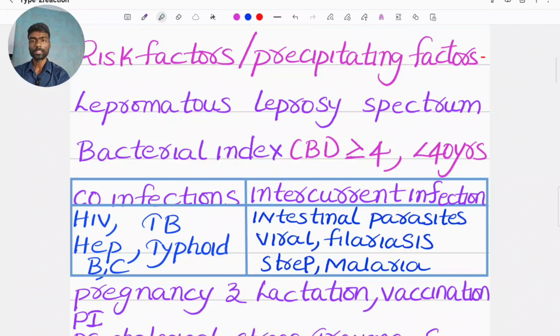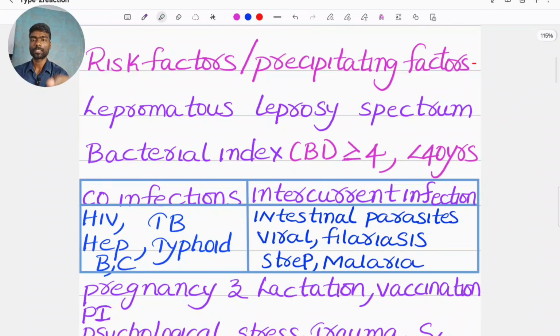Coming to risk factors or precipitating factors. The risk factor is multibacillary LL spectrum, bacterial index more than or equal to 4, and age less than 40 years. Young patients will have better immunity. This reaction is nothing but an immunological inflammatory reaction.